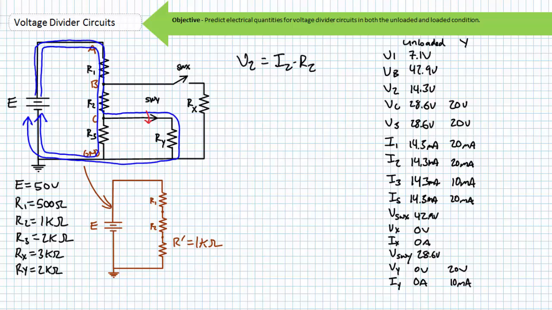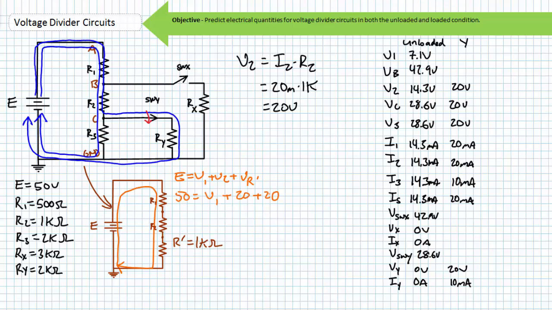Ohm's law suggests that V2 equals I2 times R2. Substituting in the necessary values, we find V2 to be 20 volts. We can use KVL to solve for V1. A KVL analysis of the pure series simplification suggests E equals V1 plus V2 plus VR prime. Substituting in the given value of E and the calculated value of V2 and VR prime, and solving for V1, we find V1 to be 10 volts in this configuration.